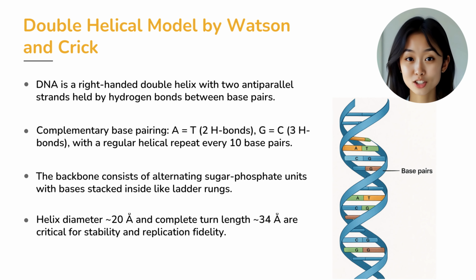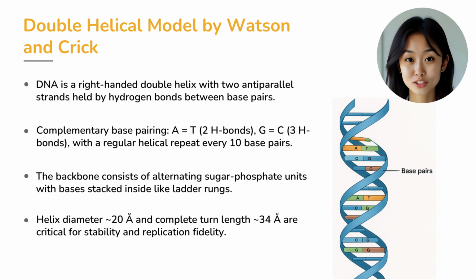Here comes the magic of complementary base pairing. Adenine always pairs with thymine through 2 hydrogen bonds. Guanine pairs with cytosine with 3, making that bond stronger. This pairing is like a perfect lock and key fit that ensures genetic fidelity.